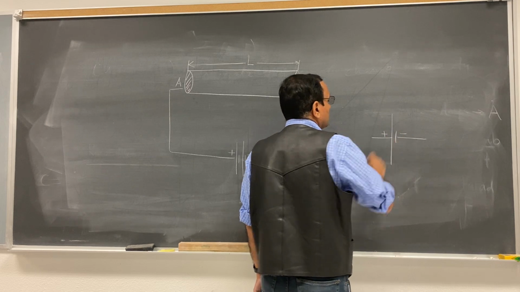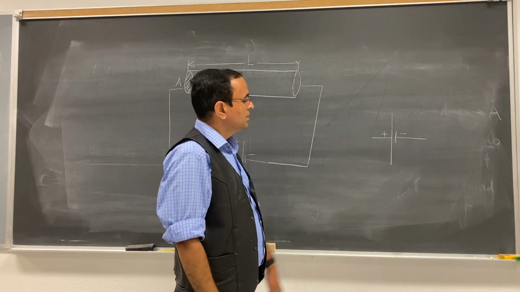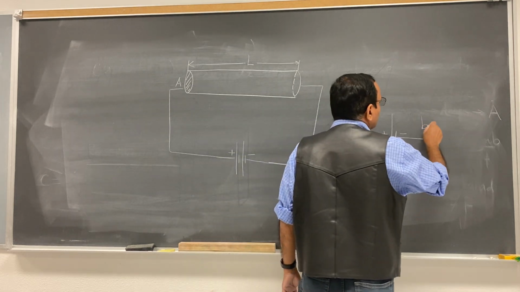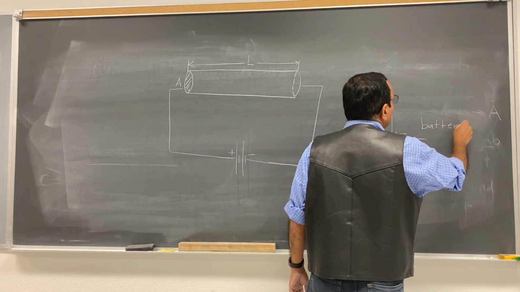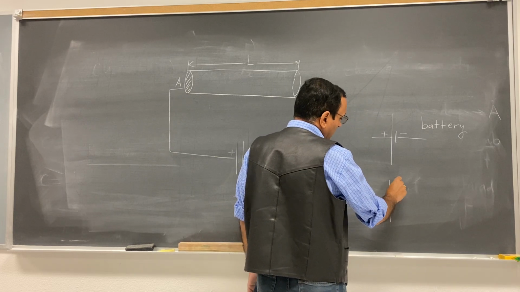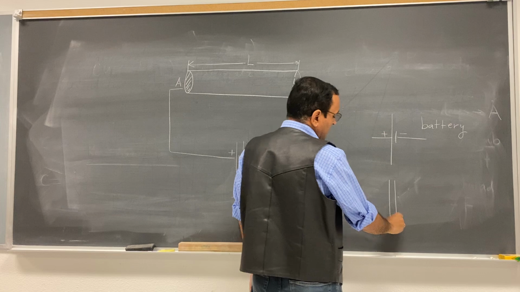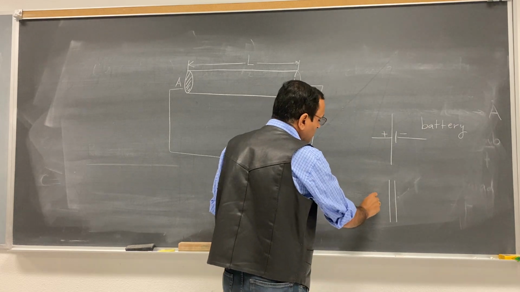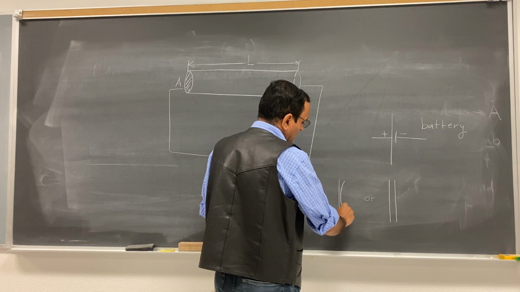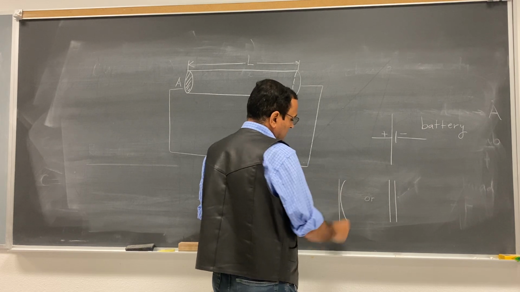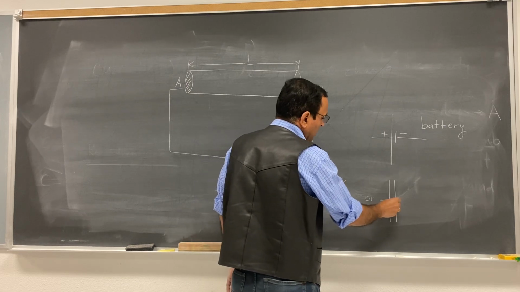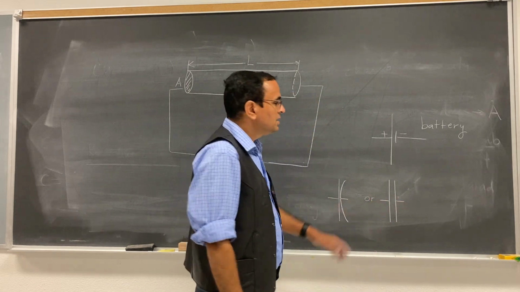This is a battery. Battery you draw like this, and if you have to draw the capacitor, okay, don't confuse. This is a battery. If you want to draw the capacitors you can draw this way, equal lines. Or you can also draw this way. Capacitors, both, you can use either. So this is capacitor.